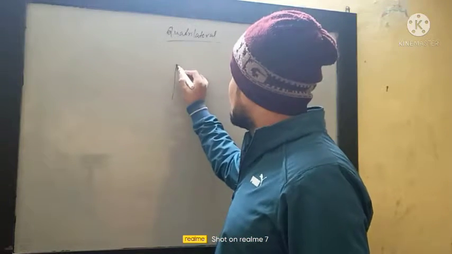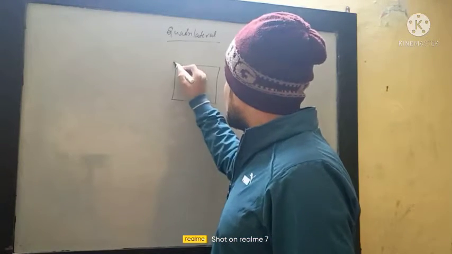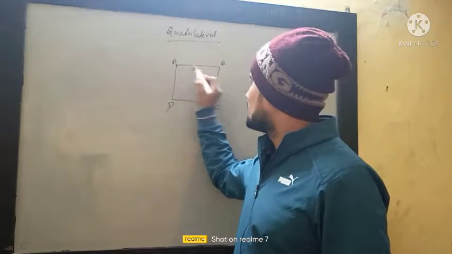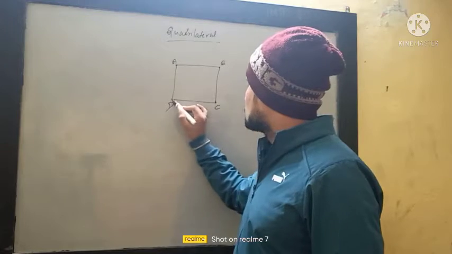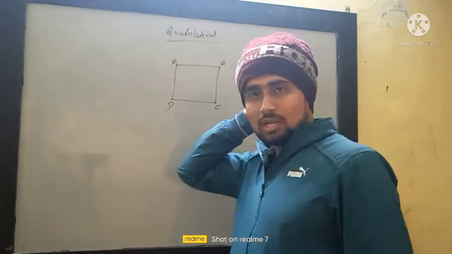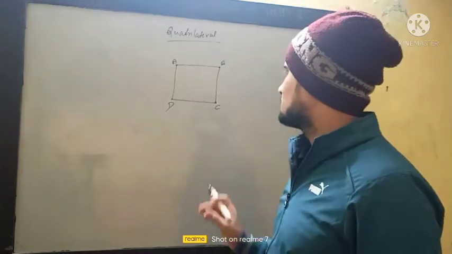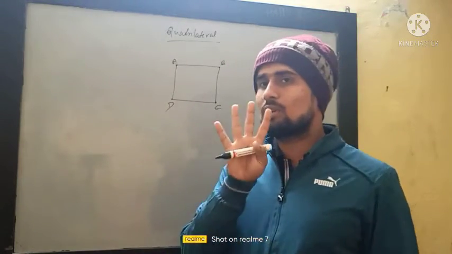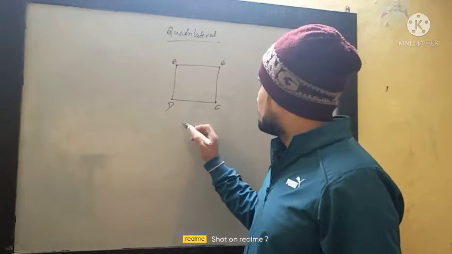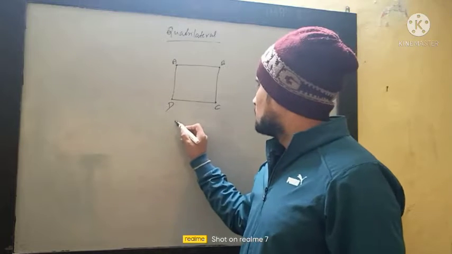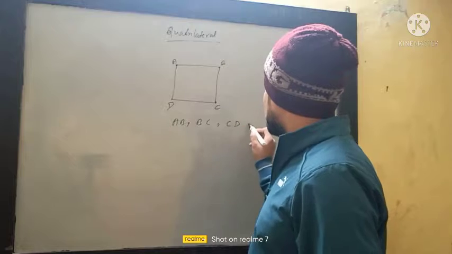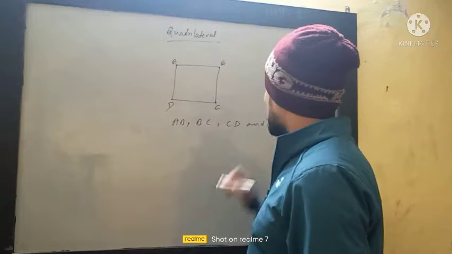What does it mean? If I take an example and name this shape A, B, C, D, you can clearly see that four line segments are joined together to make this quadrilateral. The line segments have different names: AB, BC, CD and DA.